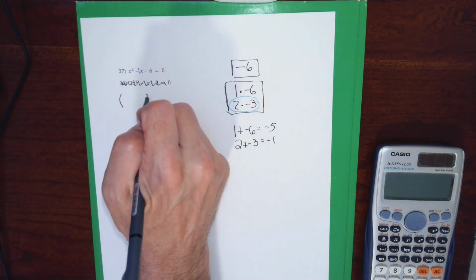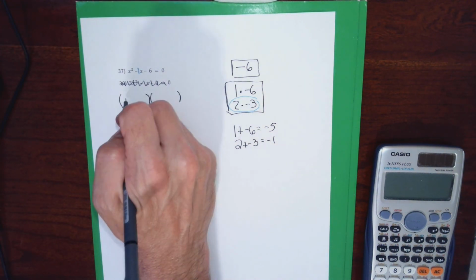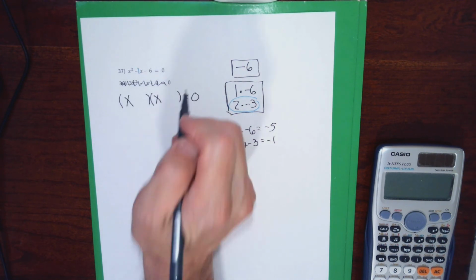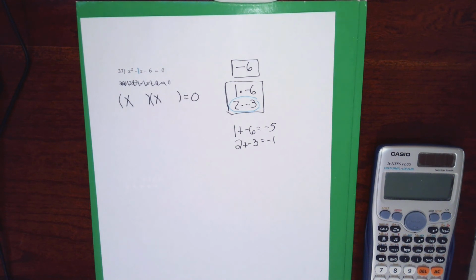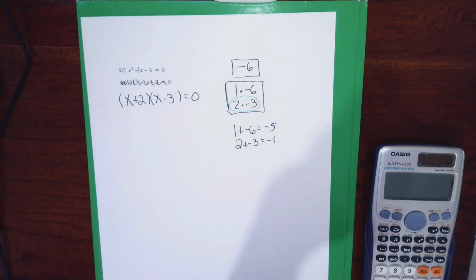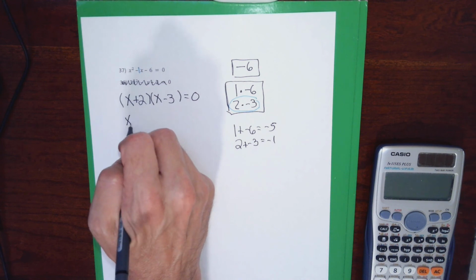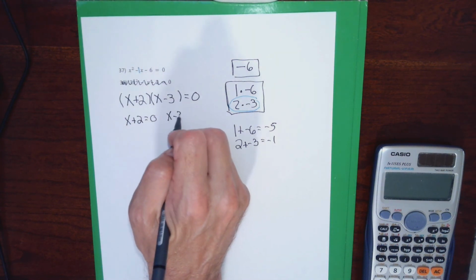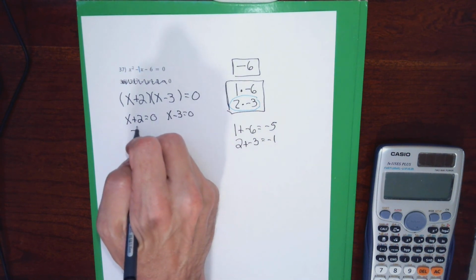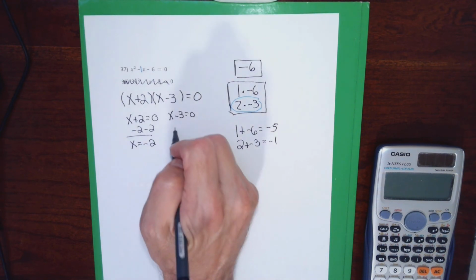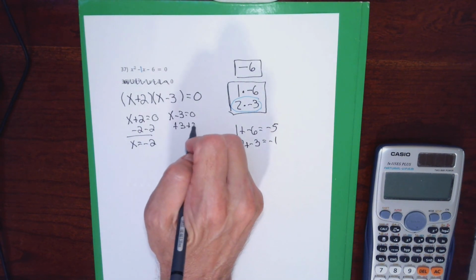I don't need to do grouping because I don't have a number in front of the x squared term. I've split the x squared evenly up into the first positions, and I'm going to put a positive 2 in one parentheses, a negative 3 in the other, and I could just write the answers down, or I can do the algebra. I should be able to do that in my head, but if I can't, I could write x plus 2 equals 0, minus 2, minus 2, set the x minus 3 equal to 0, plus 3, plus 3.